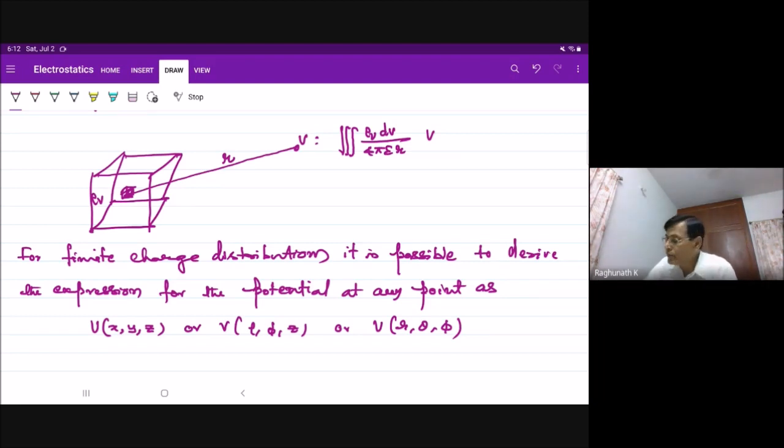Carefully listen. In the course of our discussion, we came through electric field intensity to potential.